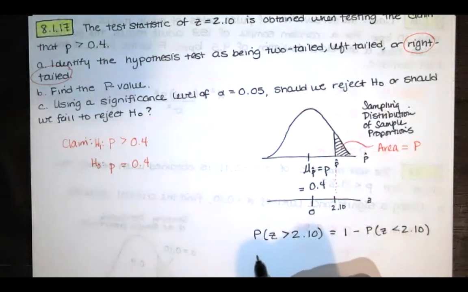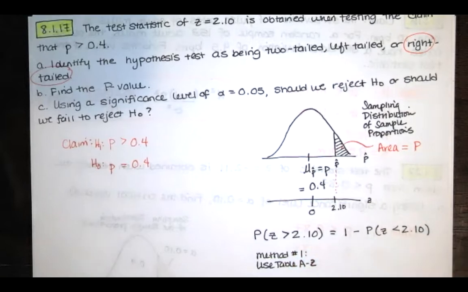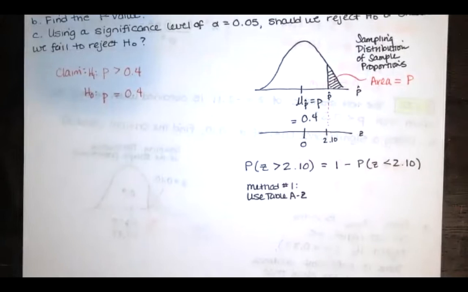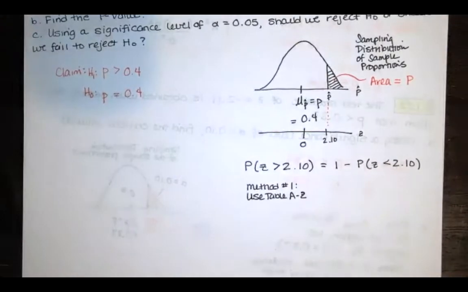So here's method number one. We could use table A3. Or it's actually, I think, table A2. A3 is our student t distribution critical values, I think. So I will share my table with you.